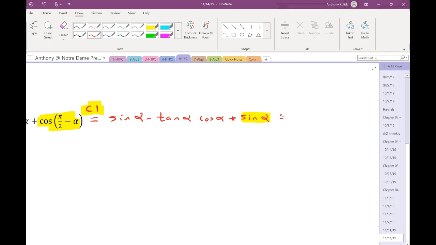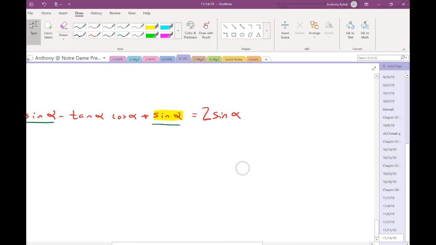Can we add the two sines together? What do you guys think? Maybe 2 sines. Yeah. So remember that when we add, the coefficient's going to change, not the exponent. So sine plus sine is 2 sine, not sine squared. So just make sure you're mindful of that. But yeah, so we just did some combining of like terms there. Matt?